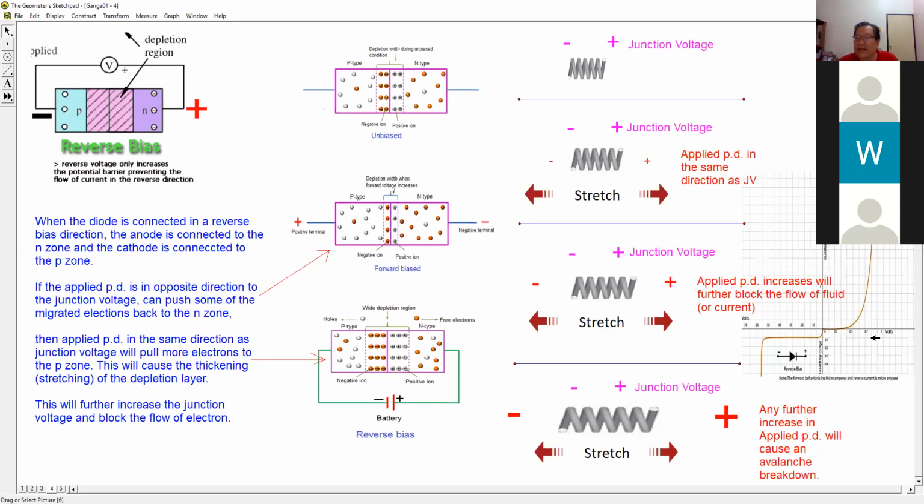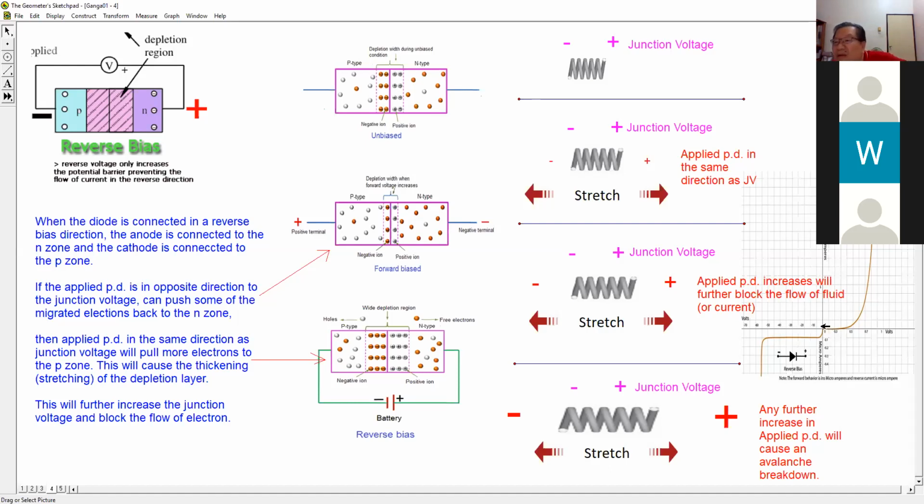You look at this graph here. When you apply the voltage in the positive direction, the forward bias direction, the current will not flow until you exceed the junction voltage. Then the current will start to flow. However, if you apply it in the opposite direction like this, you are making the depletion zone bigger and bigger.